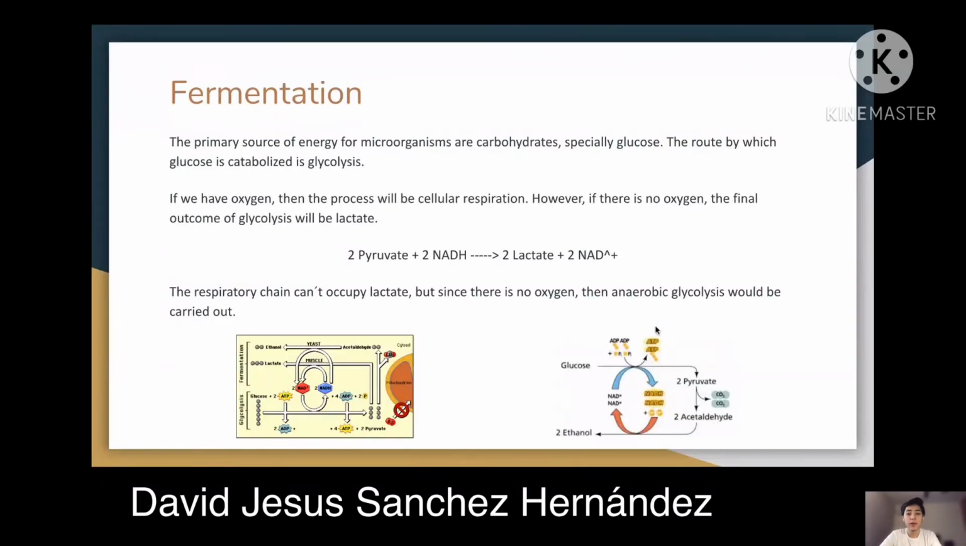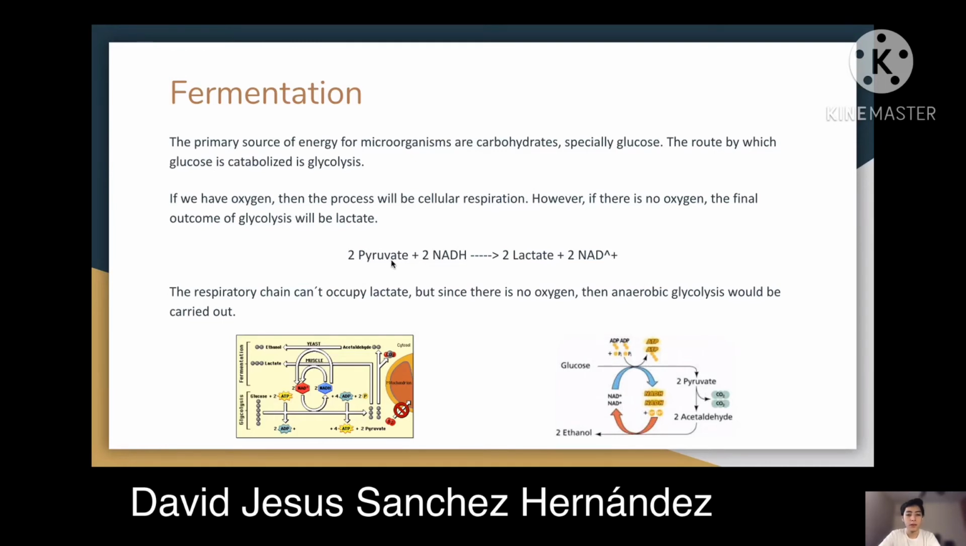And I will talk about fermentation. The primary source of energy for microorganisms is carbohydrates, especially glucose, because it doesn't need a digestion process, and it only needs to be absorbed by the cells to start the metabolism. The route by which glucose is catabolized, which means broken down, is glycolysis. If we have oxygen, then the process will be cellular respiration. However, if there is no oxygen, the final outcome of glycolysis will be lactate.